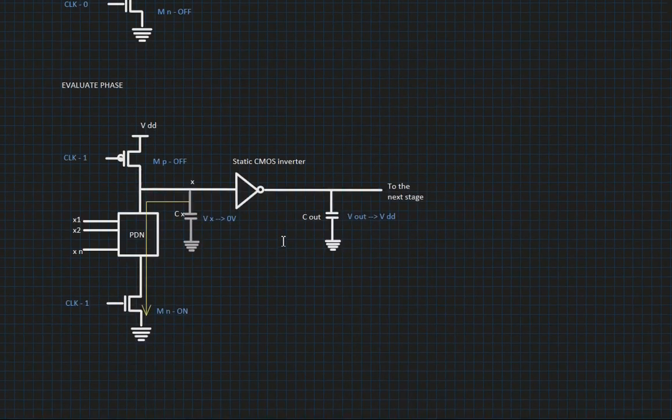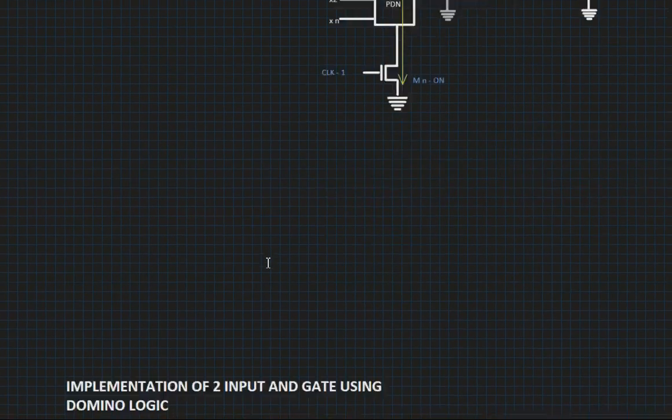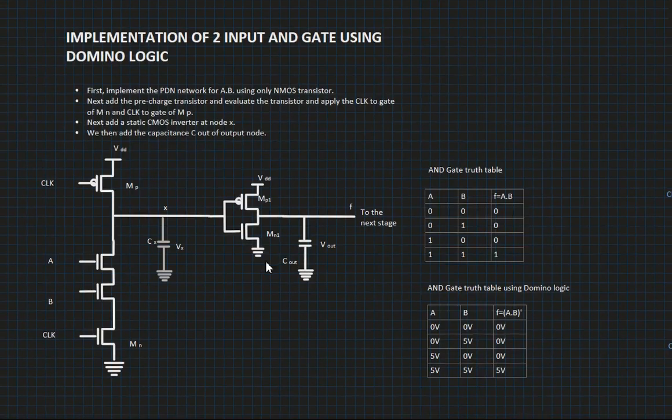When considering the evaluate phase, the clock input provided is 1. As a result, the evaluate transistor gets turned on. Thereby, the internal node X gets discharged through the MN to the ground. Thus, the voltage at X tends to 0 volts, and the final output produced after passing through the static CMOS inverter is VDD.